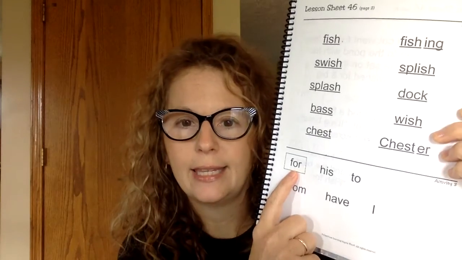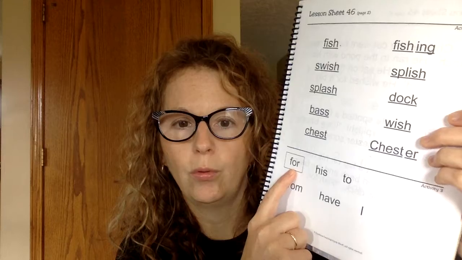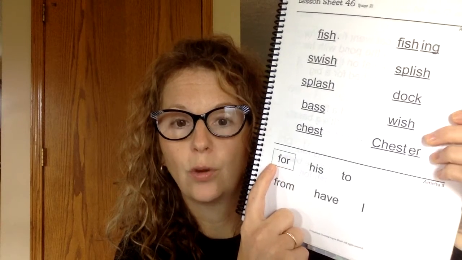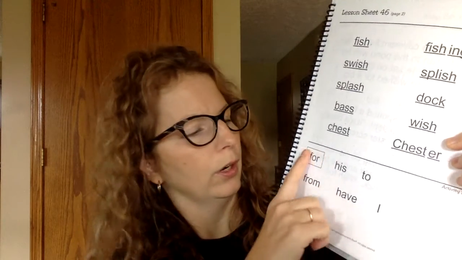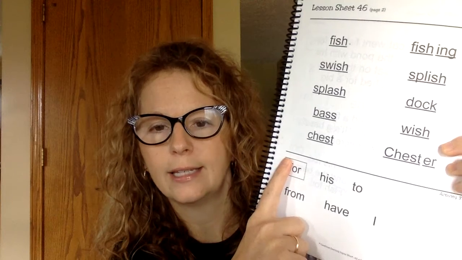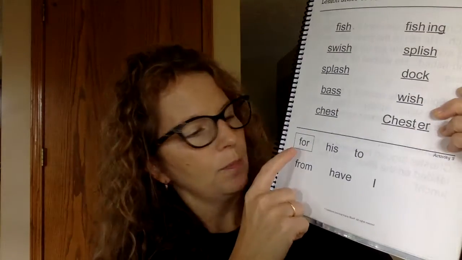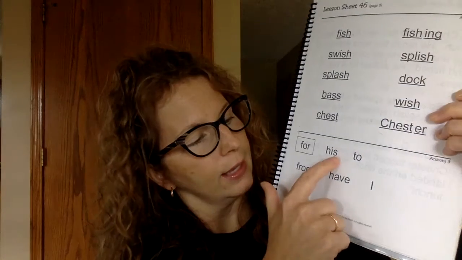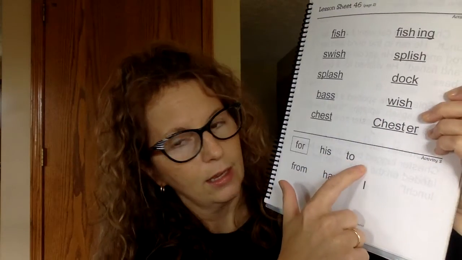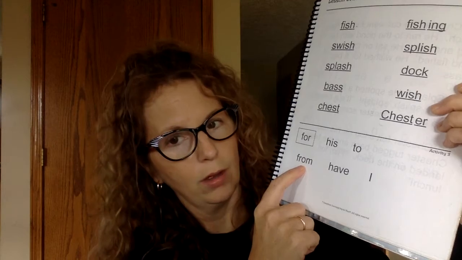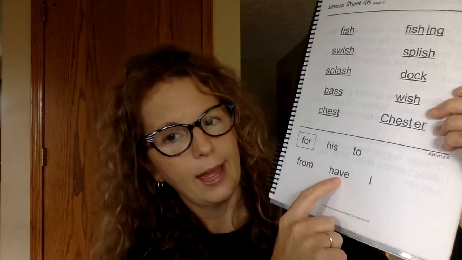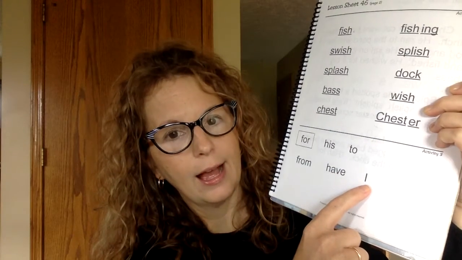We worked on this word in video 1, and we said this is the word for, and it has that little word or in it. Okay, let's quickly read through these words. Ready? Here we go. For, his, to, from, have, I. All right, get your board ready. We're going to try writing a couple of these words, okay?